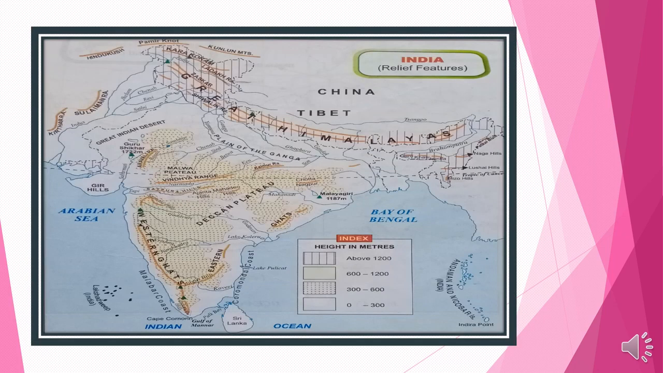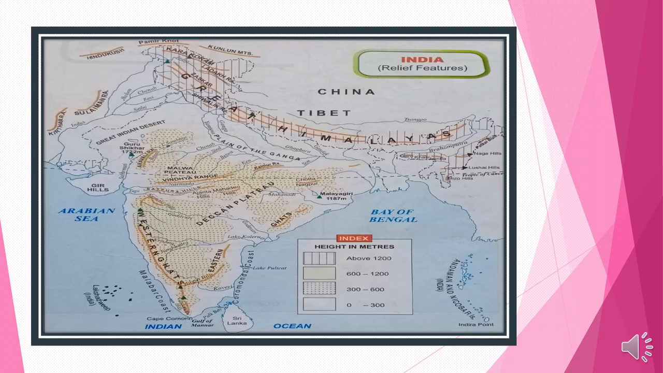The coastal plain area means those areas lying near the sea, near the Arabian Sea and Bay of Bengal. So the coastal plain area is divided into two sections: western coastal plain and eastern coastal plain. Western coastal plain lies between the Western Ghat and Arabian Sea. Eastern coastal plain lies between the Eastern Ghat and Bay of Bengal.